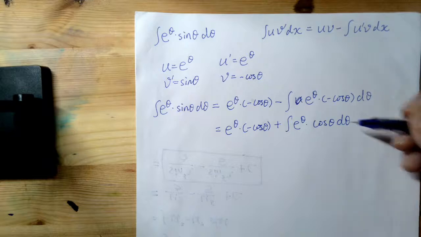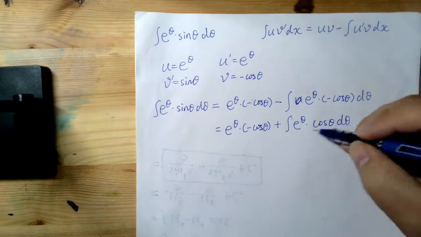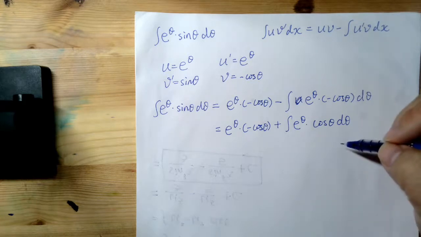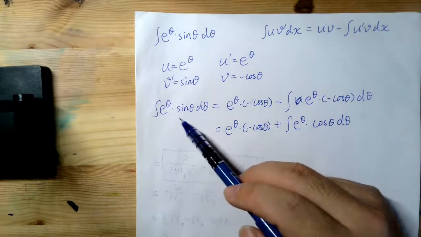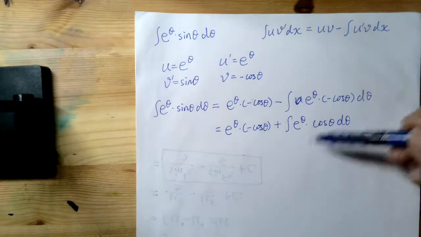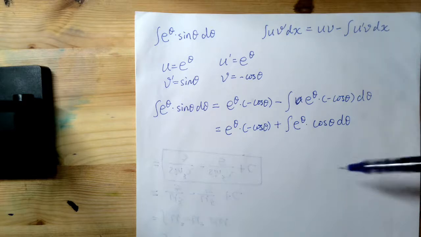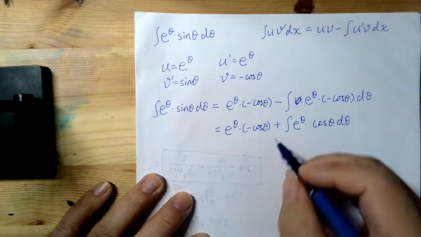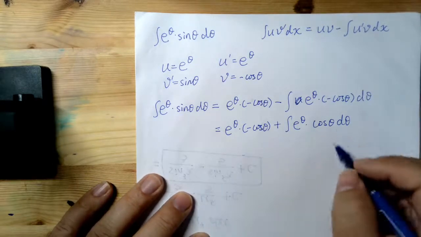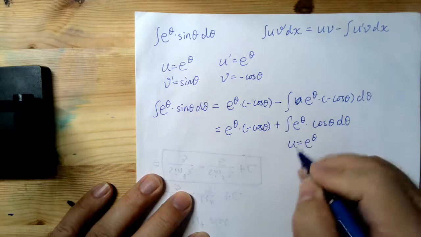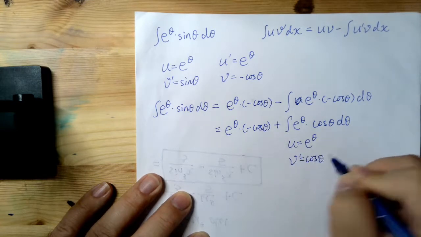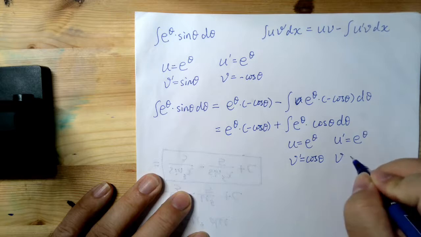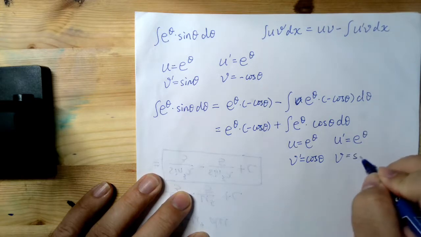Now, the trick for this problem is, if we apply another round of integration by parts, you will see that the integral of e^θ sin θ dθ will appear in the second round. Then we can solve that algebraically. So this is what I mean. If we apply integration by parts again, we say u is equal to e^θ, and v' is equal to cosine θ. Now u' is going to be e^θ, and our v becomes sine θ.